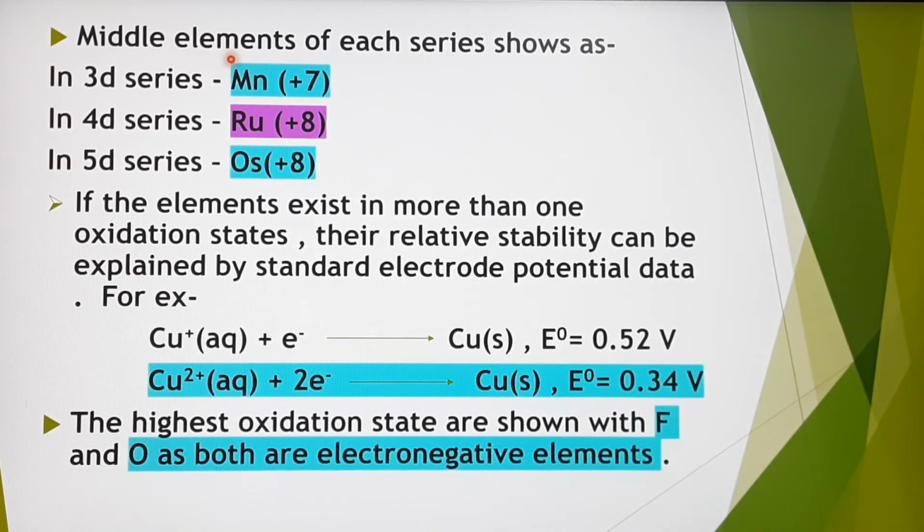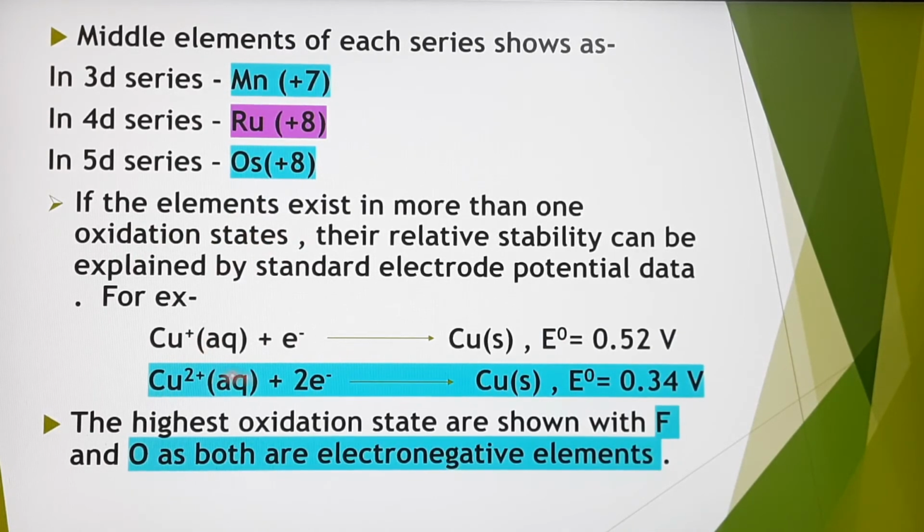Next point is that if we study the highest oxidation number, at the middle of the series the element present shows the highest oxidation number, like in the 3d series manganese shows +7, in the 4d series ruthenium shows +8, and in the 5d series osmium shows +8 oxidation number.